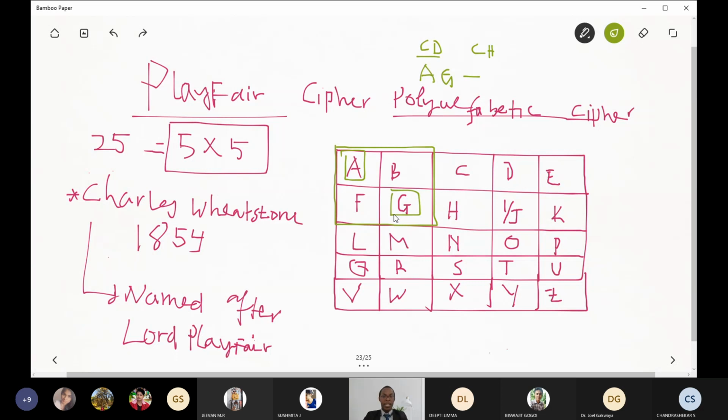Let's take another example. I'll give you more examples. You can tell me which letters you want, in a different row and a different column. Which one, Jivan? Which letters do you want? M and K, sir.